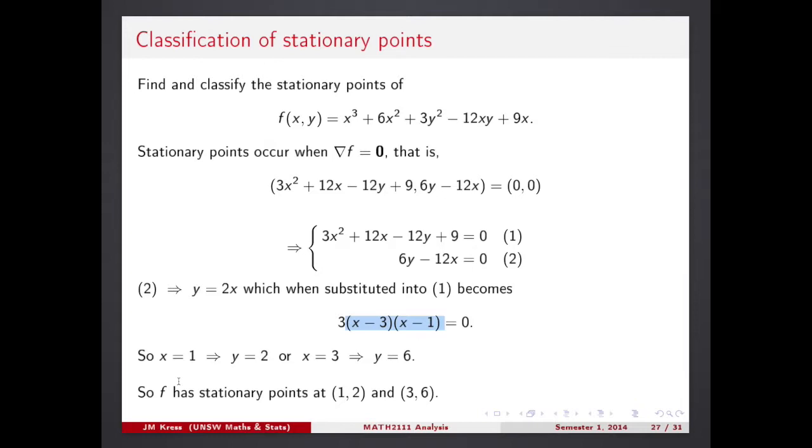x equals 1, y equals 2; x equals 3, y equals 6. Two points of interest, two points where the gradient is 0, two points we classify as stationary points. Now each of them needs further classification into local max, local min, or saddle point. And for that, we will compute the Hessian at every point. That's the content of the next slide.